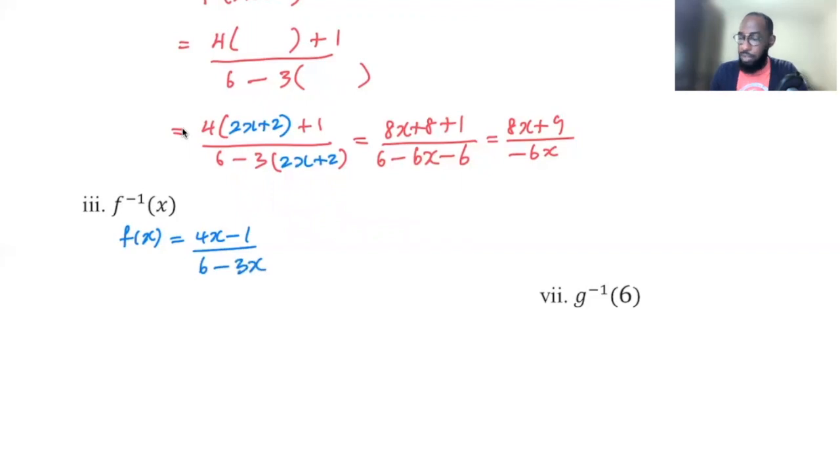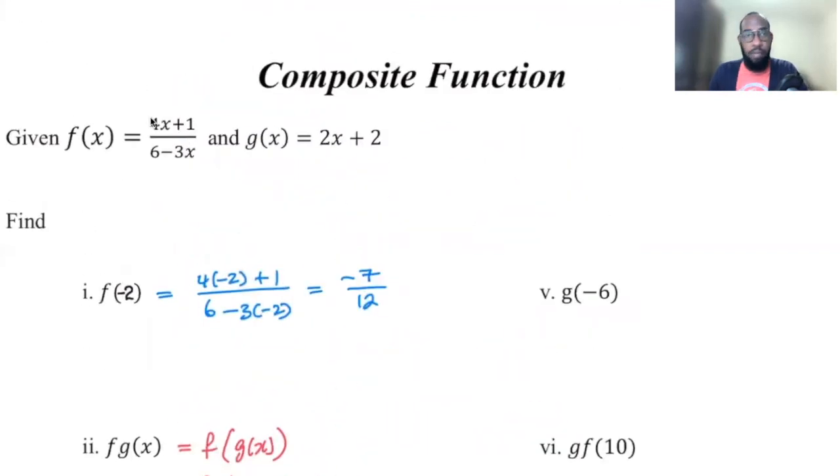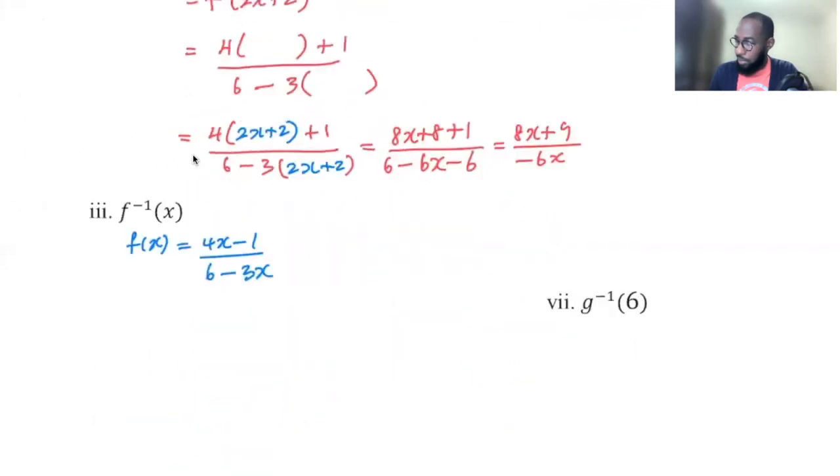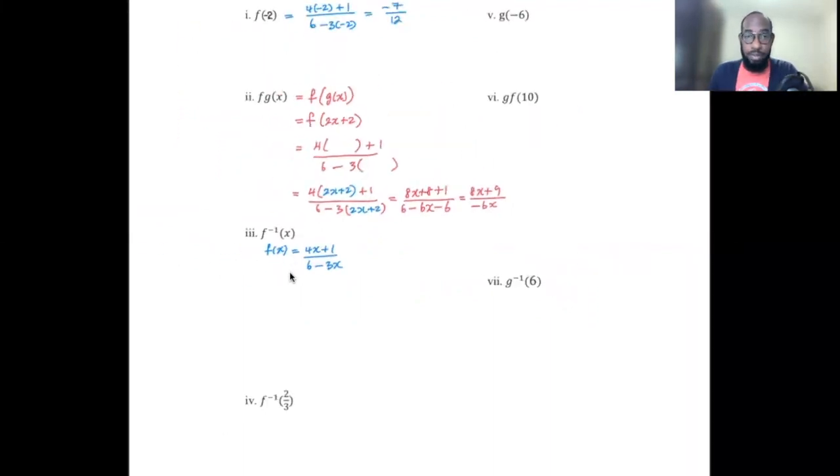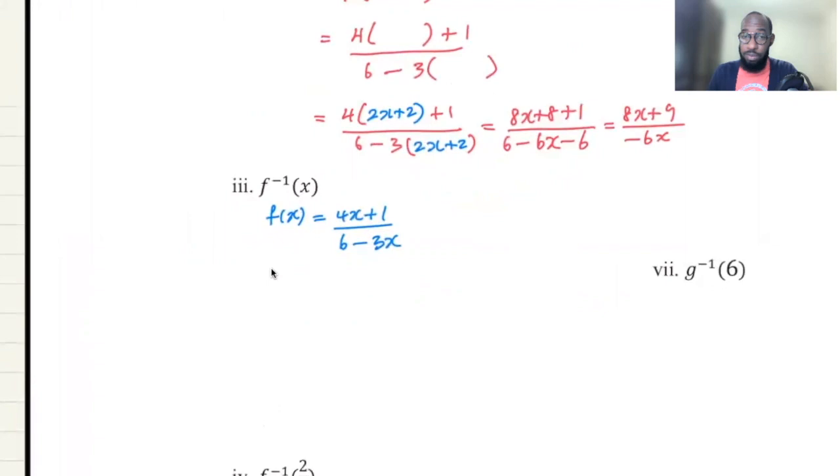All right, so let me just make sure I have the right thing here. 4x plus 1 divided by 6 minus 3x. Let me make sure. See, I have minus. Nice. So that's the first thing I'll do. I'll write down what it is. Now, this question is long, so you'll have to stay with me.